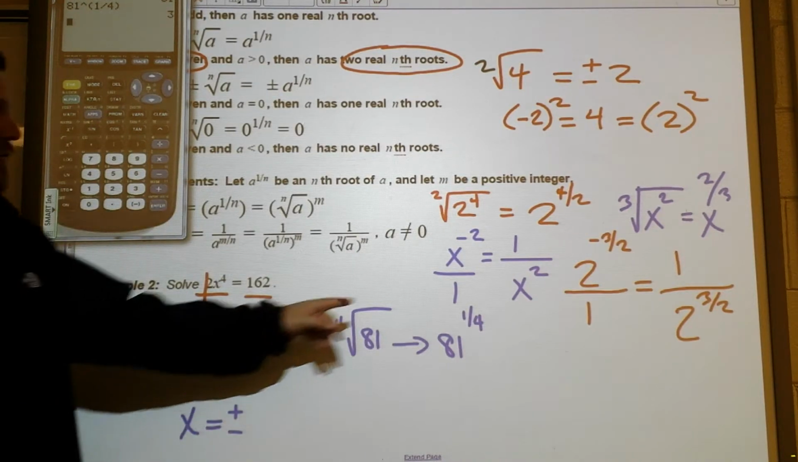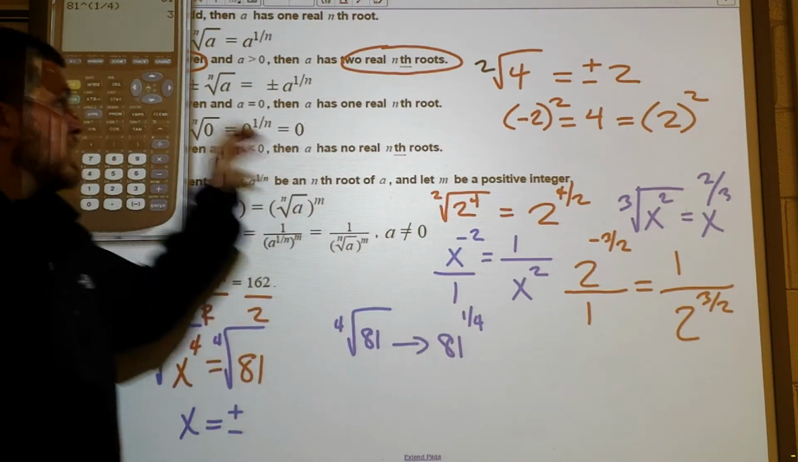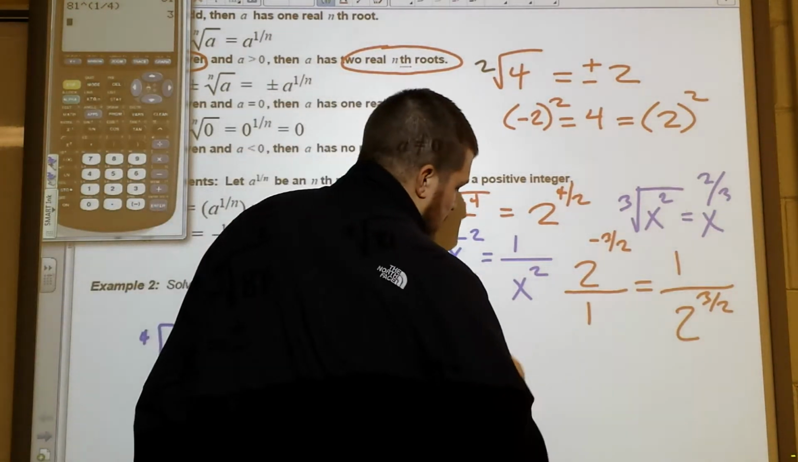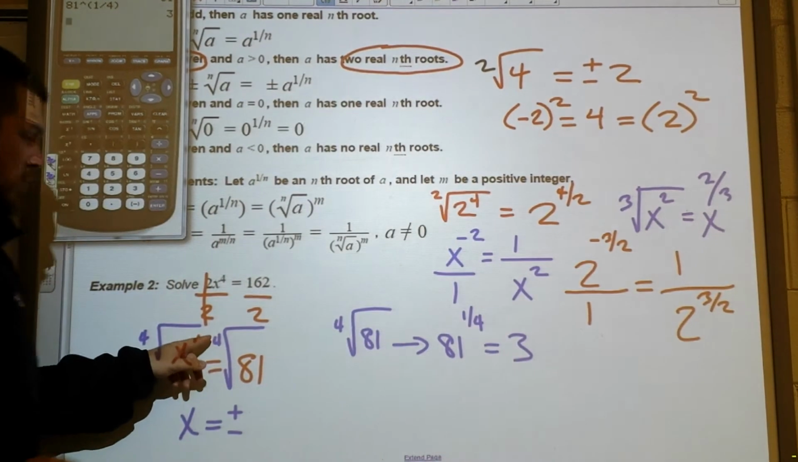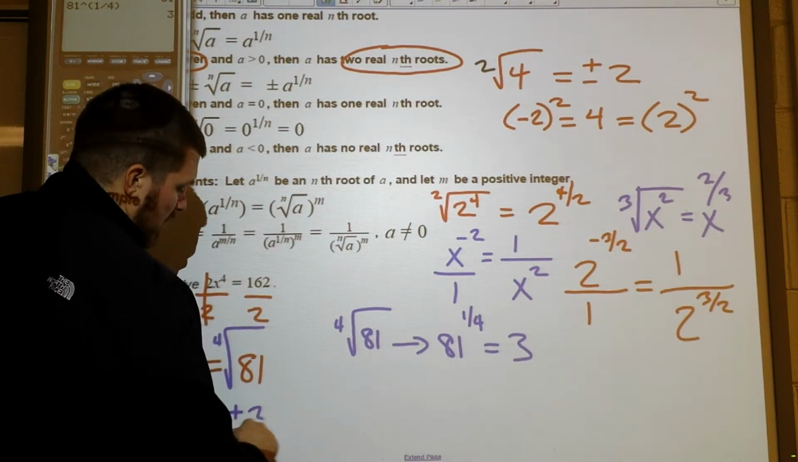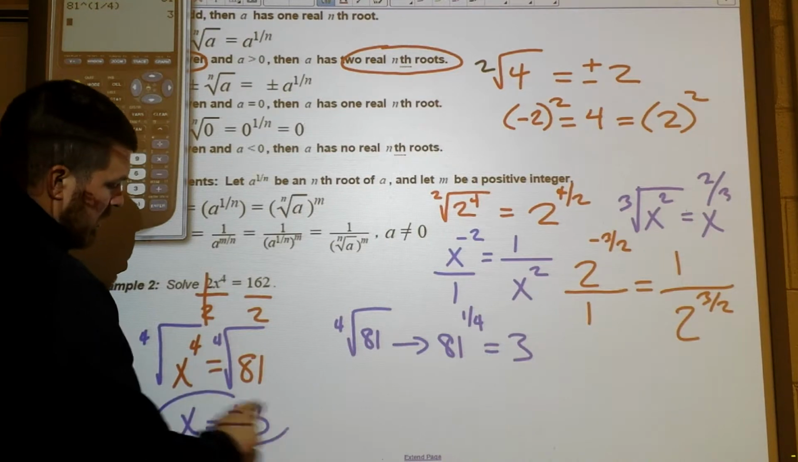Remember, when you do a fraction in your calculator, it has to be put in parentheses. So I get 3. The calculator is only going to give you one answer, but just remember the rule. It's an even root, so you need two answers. So plus or minus 3 is my answer here.